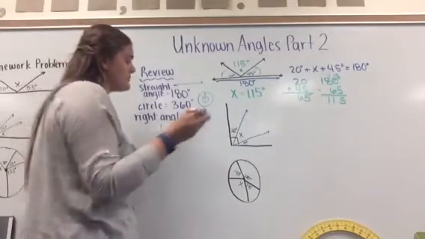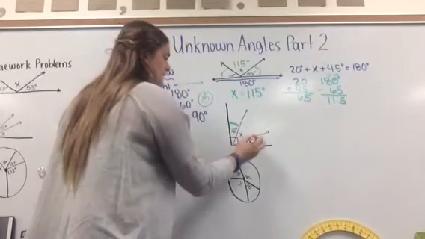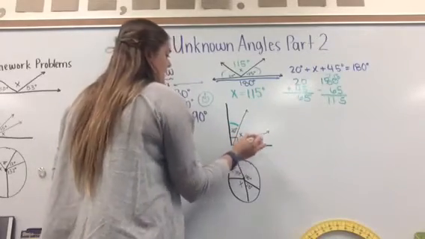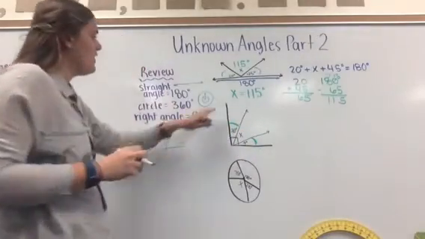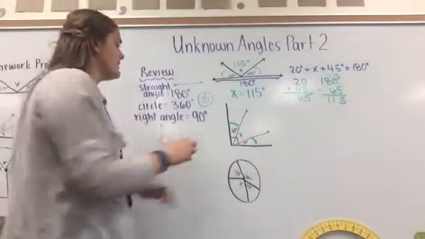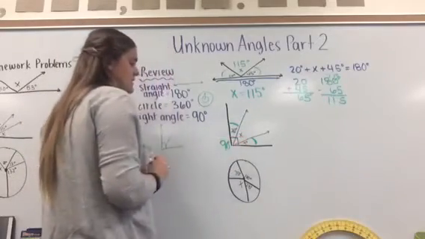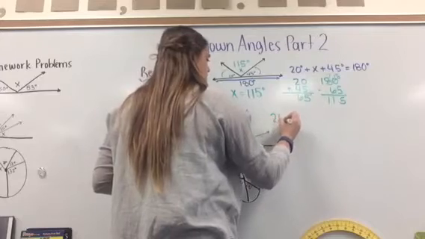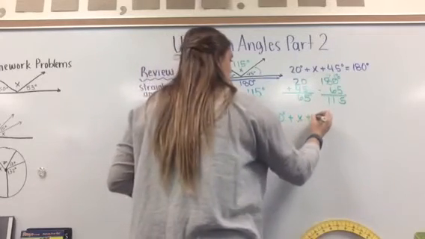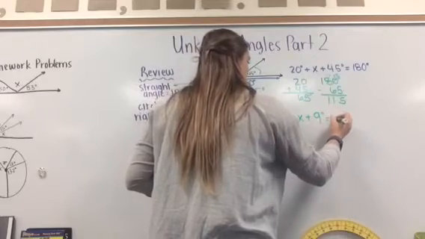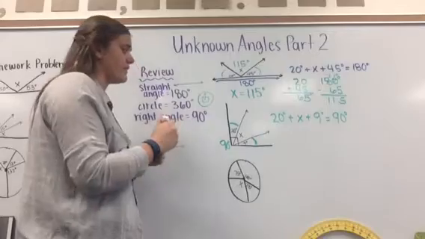Let's look at this second problem. Again, 2 angle measurements are given. We know that this angle here is 20, and this angle here is 9 degrees. And we need to figure out what x is. The total of this angle, since it has this little square in it, is 90 degrees. So we know that 20 degrees plus x, because we don't know what that is, plus 9 degrees equals 90 degrees, because it's drawn within a right angle.